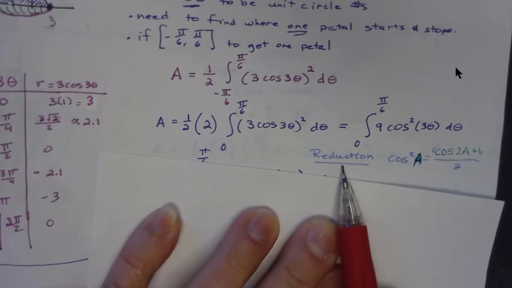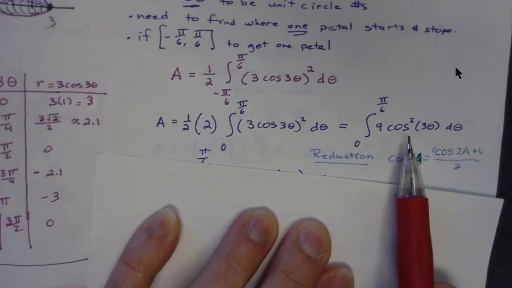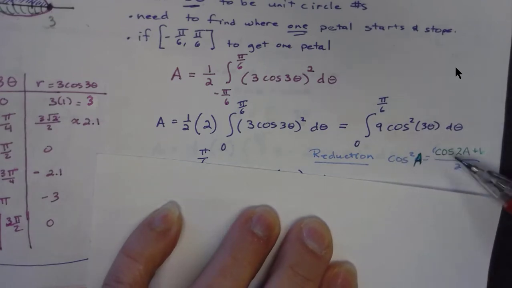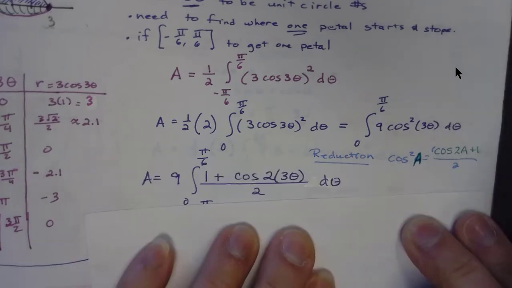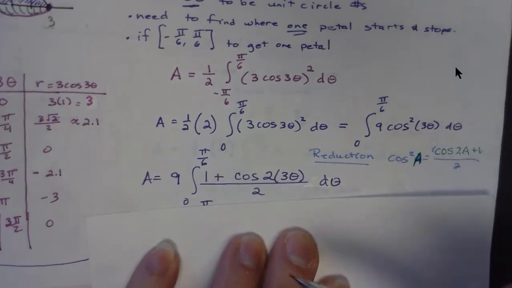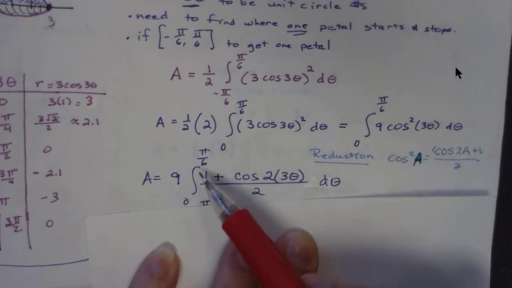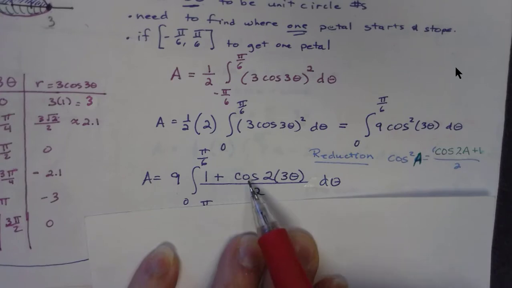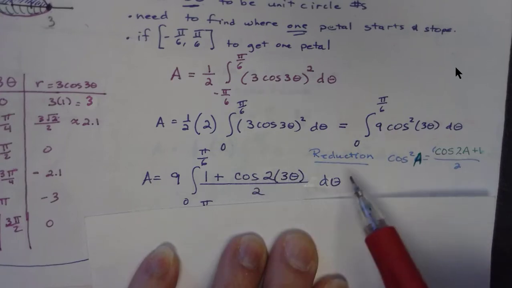Do you remember our power reduction formulas from a few chapters ago? So cosine squared of an angle is cosine of twice the angle plus 1 divided by 2. Now let's notice my angle is 3 theta. So twice it would make that a 6 theta when I do my substitution. I'm going to bring the 9 out. The integral from 0 to pi over 6, 1 plus cosine 2 times 3 theta over 2 d theta.